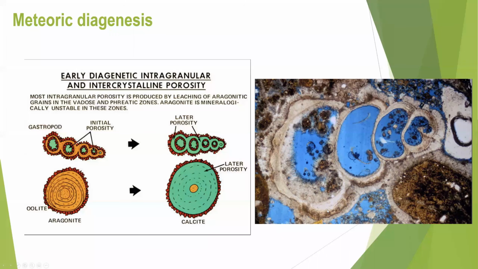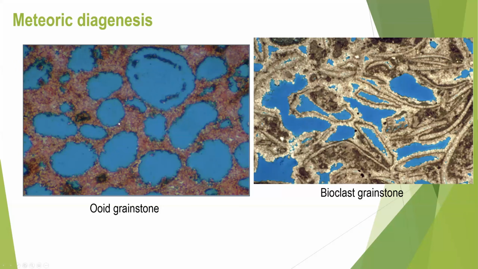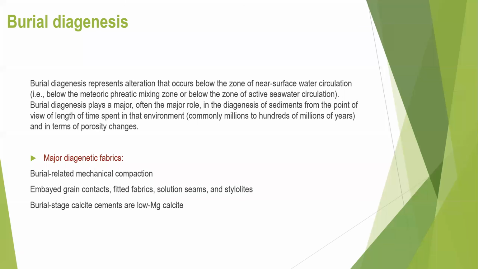That means this was deposited, and the diagenetic process is a meteoric diagenesis process. So again, we have leaching here. For example, in this ooid grainstone, we can see very good moldic porosity because of the leaching of meteoric diagenesis. And also in this bioclast grainstone, we can see some vugs or molds, so we have porosity here.